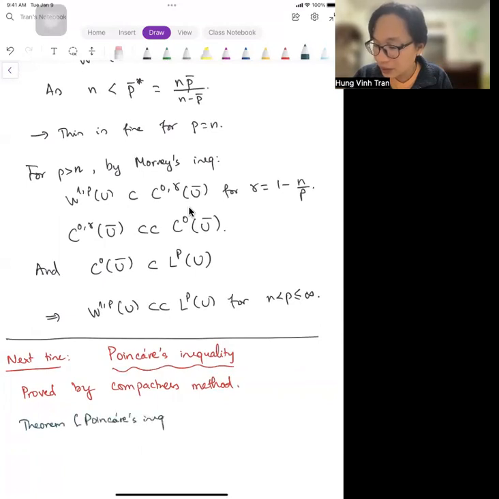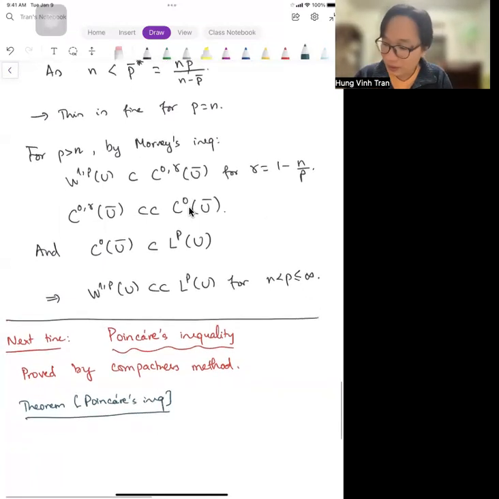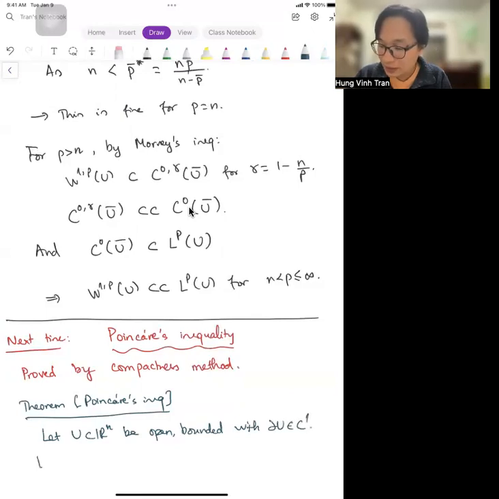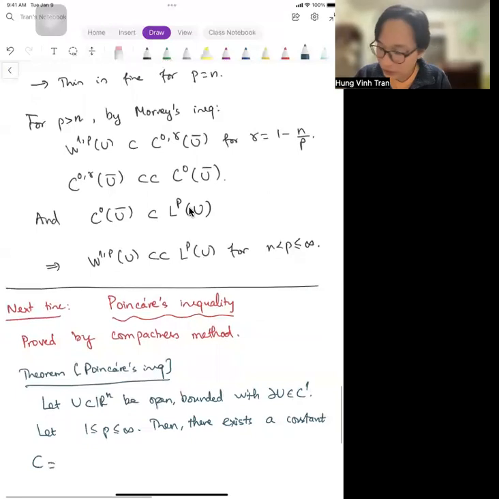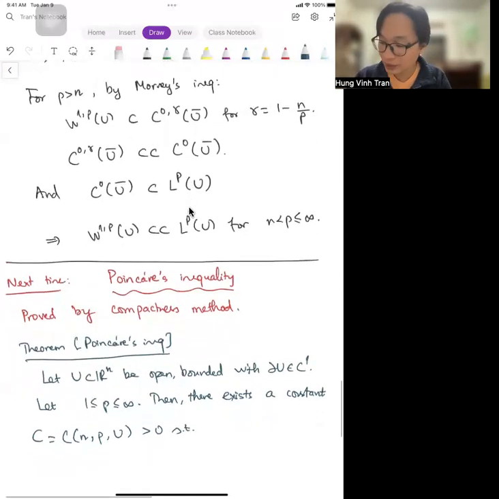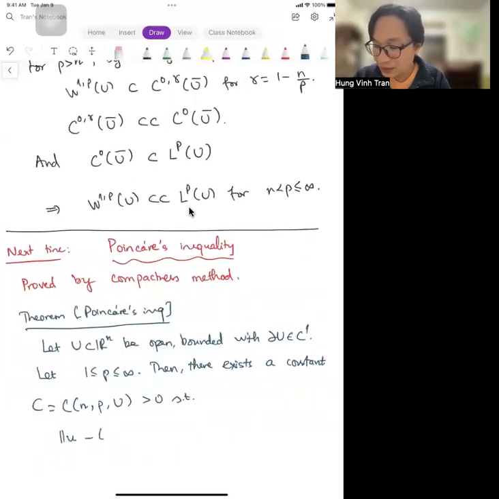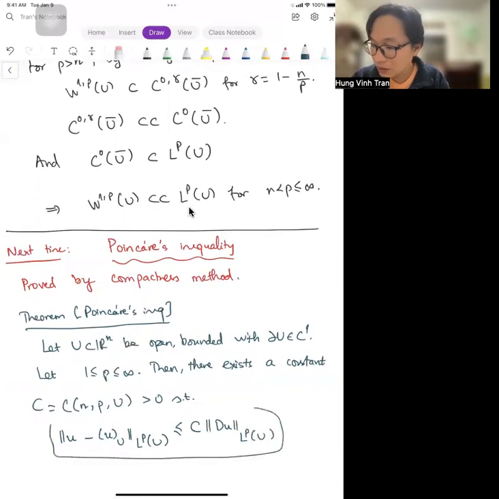Poincare inequality. It says the following. Let U be a subset of R^n, open, bounded with C^1 boundary. Let p be between 1 and infinity. Then there exists a constant C, depending on the dimension, the constant p and the domain U, such that the L^p norm of u minus its average on U is controlled by a constant times the L^p norm of Du.